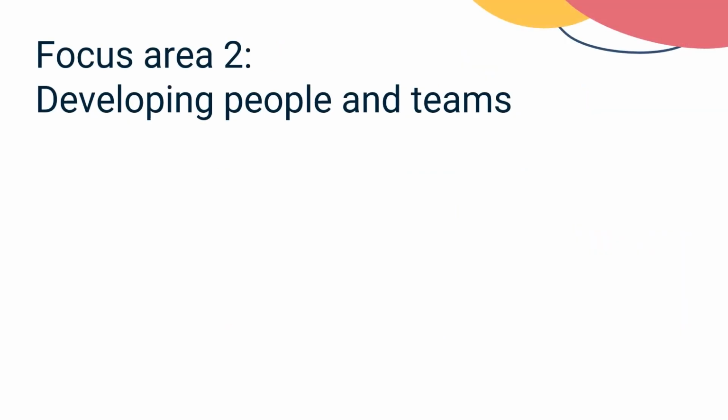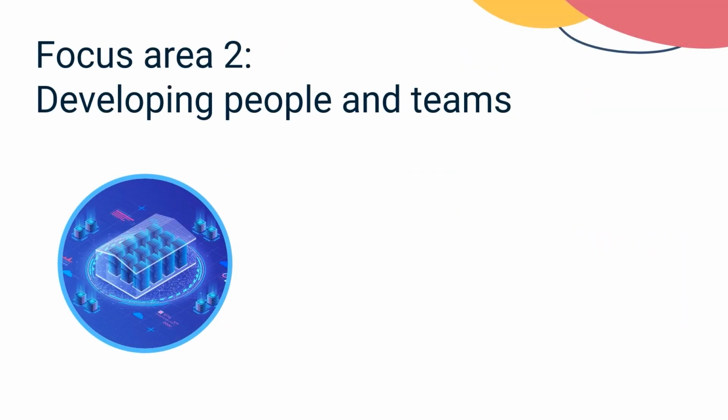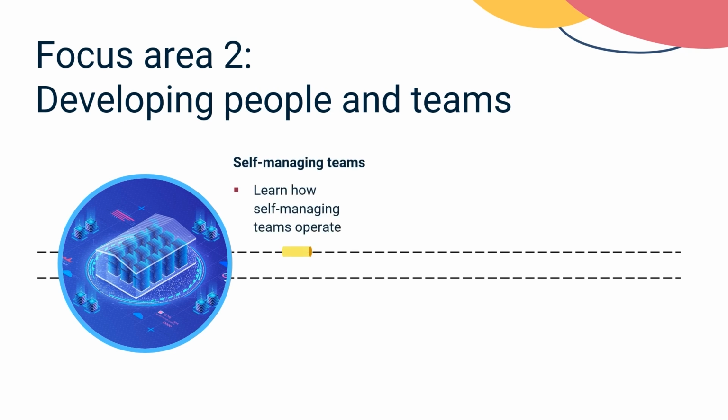The second focus area revolves around the following: self-managing teams. Learn how self-managing teams operate, their characteristics, and their impact on promoting autonomy and accountability. Leadership styles. Understand different leadership styles relevant to the product owner role and the principles of agile leadership.